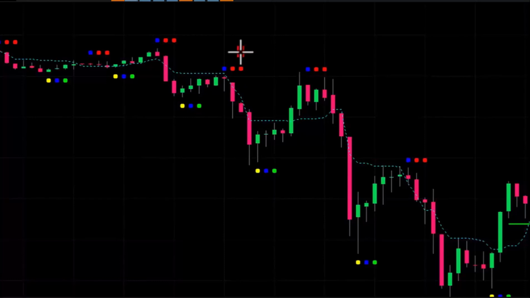There is a third setup. The third setup is a second chance failed swing level. What do I mean by that?